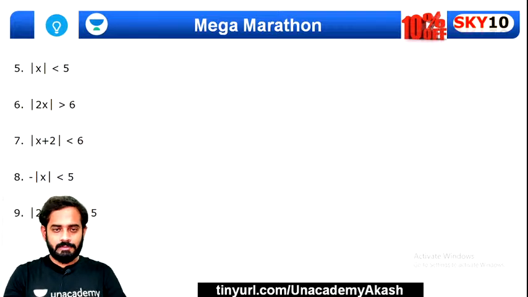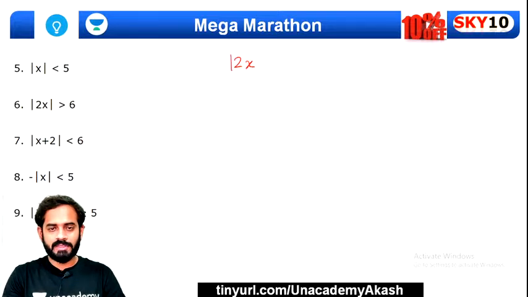Now we know that mod of 2x is greater than 6. It will open on both sides. We can write this as 2x is greater than 6 or minus 2x is greater than 6. Okay, so from this first part, what will you get?